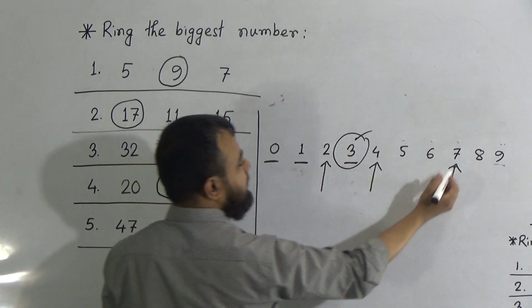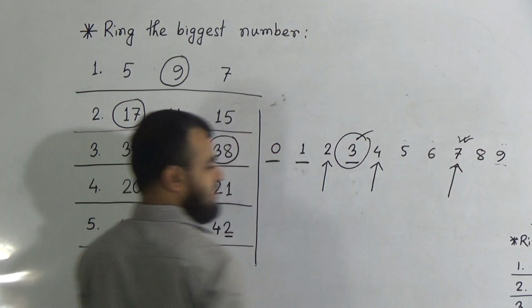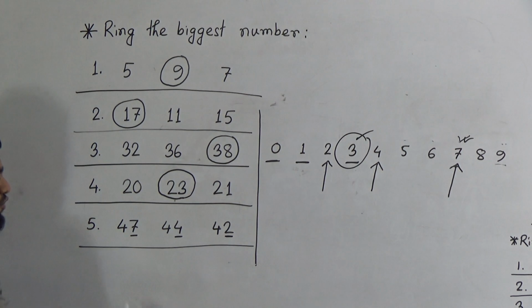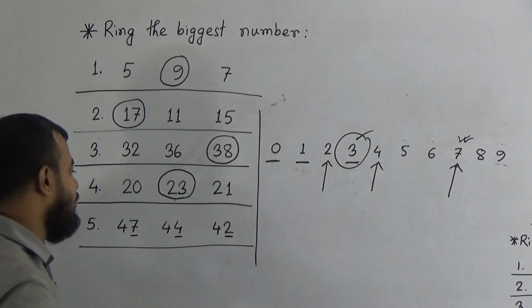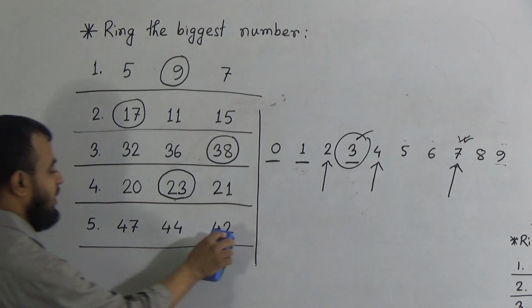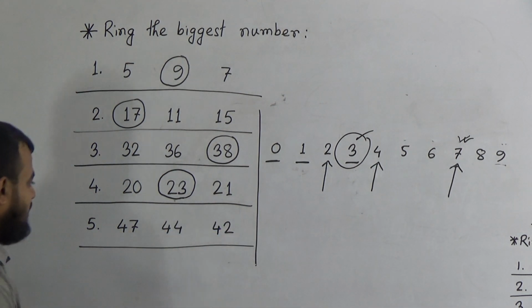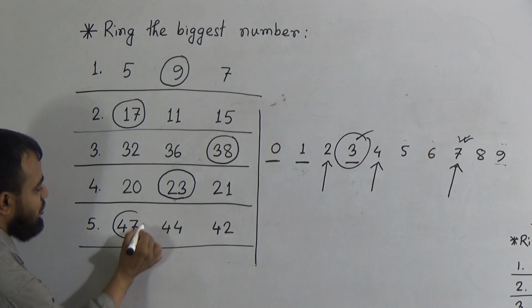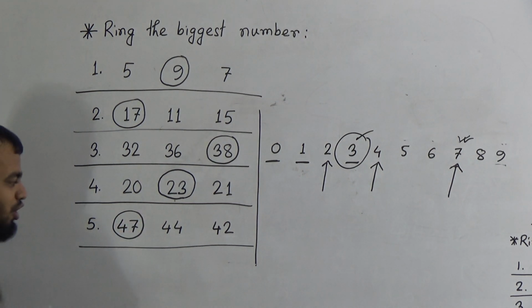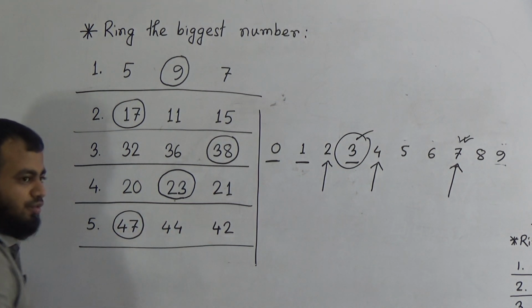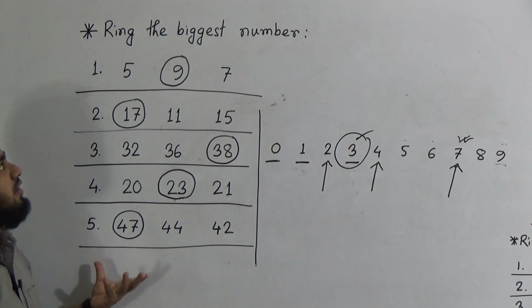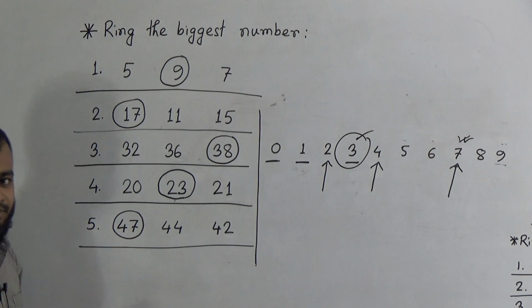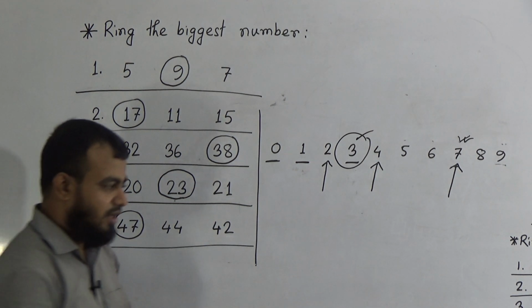2, 4 and 7. Yes, 7 is the biggest. That is why we can say that 47 is the biggest number. Okay, among these three, 47 is the biggest number. So we should ring out 47. We should circle the number 47 because 47 is the biggest number among 47, 44 and 42. I think you have understood, dear students, how to write it down, how to circle the number, how to ring the biggest number.